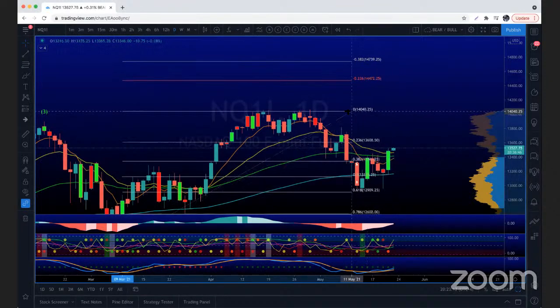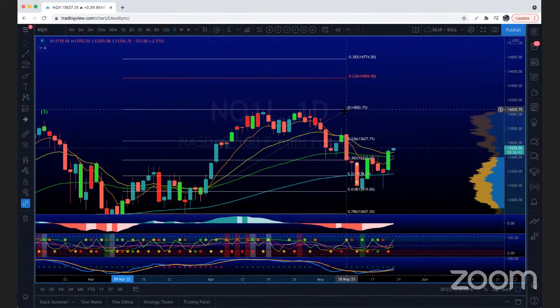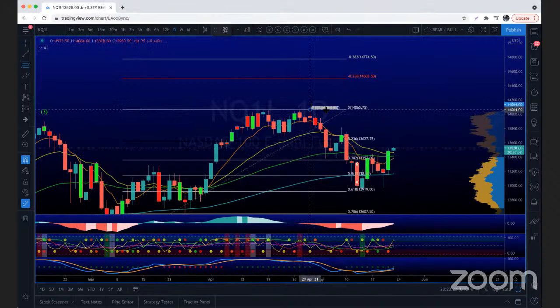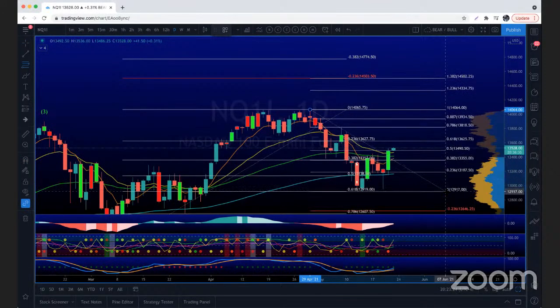I'm going to tighten this up and put it off to the side. I'm going to take another fib pull from this top up here, down to this bottom down here. What do we see? We're measuring the top to the bottom, and that 1.382 extension target to the upside is right at 14,500.